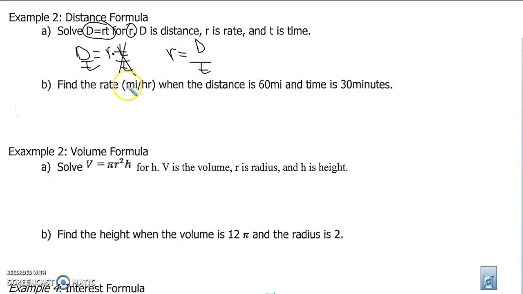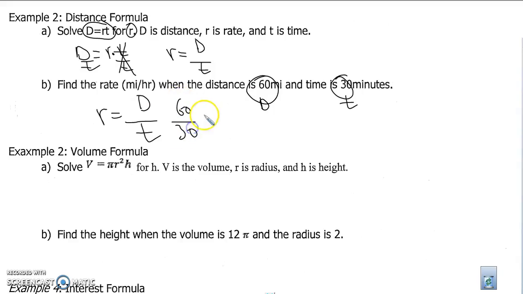Find the rate, in miles per hour, when the distance is 60 miles and the time is 30 minutes. So R is D over T. We're going to substitute 60 into D, 30 into T. So let's substitute 60 divided by 30, which is 2. So that's the rate, 2 miles per hour.